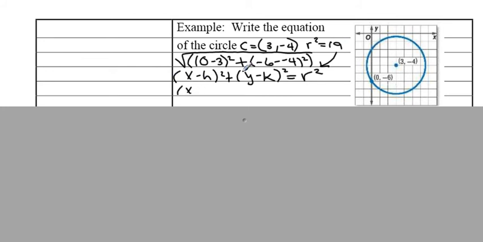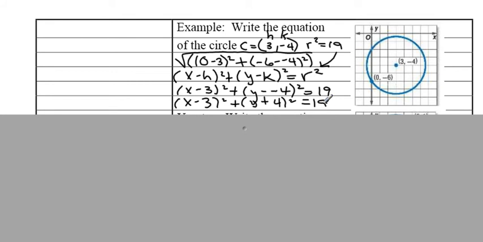So I'll fill in the rest. X minus h. H is 3. So x minus 3 squared plus y minus k, and k is a negative 4 squared equals my radius squared, which we already did. Then I'm going to clean this part up a little bit more. X minus 3 squared plus y plus 4 squared, because a negative and a negative is a positive, equals 19. So my final answer is this bottom line right here.